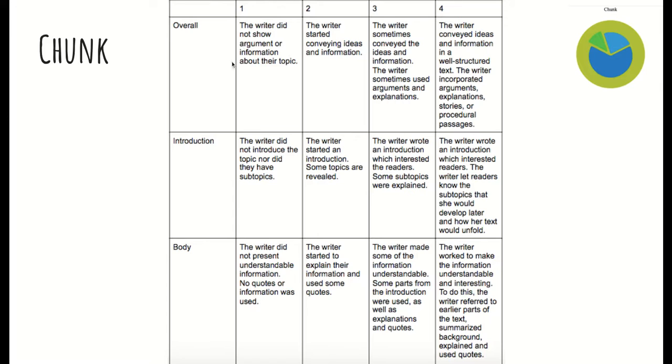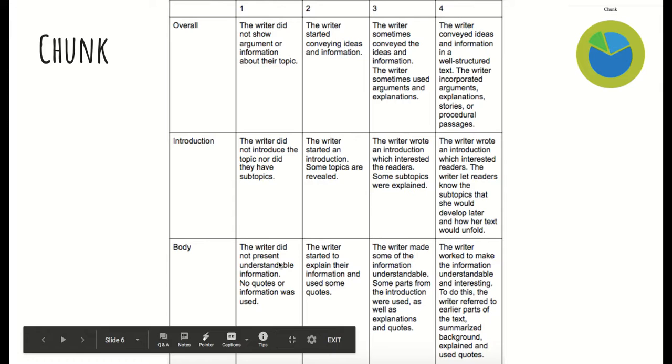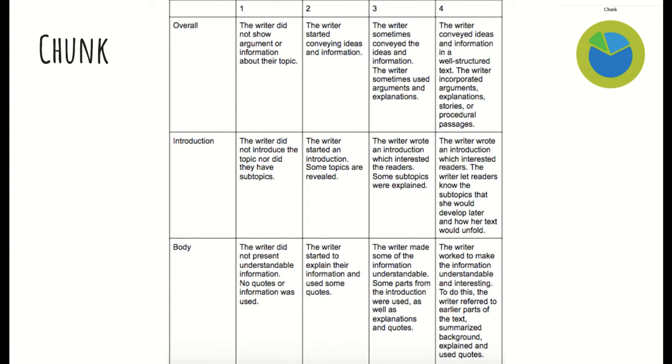I'm going to read what a 1 looks like, and then I'm going to read what a 4 looks like. Okay, let's get to it. So a number 1 for our overall: the writer did not show argument or information about their topic. Next, the writer did not introduce the topic, nor did they have subtopics. And lastly, for our body paragraph, the writer did not present understandable information. No quotes or information was used.